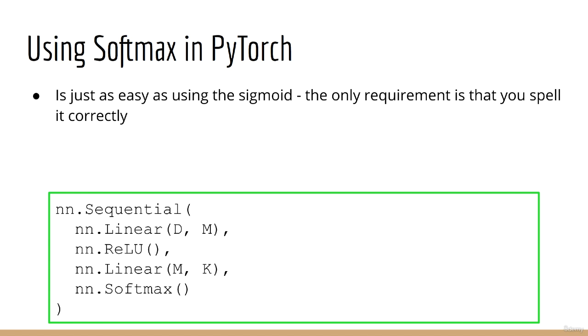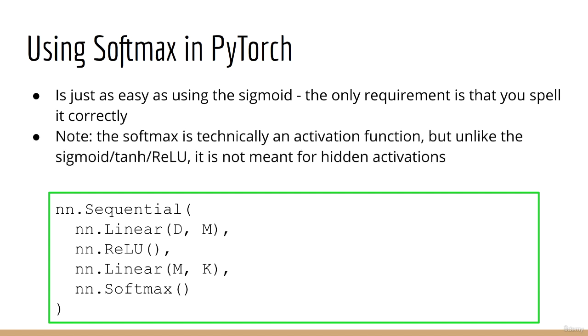As a side note, the softmax is considered an activation function, but unlike the ReLU, sigmoid, and tanh, it is not meant for hidden layer activations. If you want to try using the softmax as a hidden layer activation, you are most welcome to, but you'll generally find that it doesn't work that well. So the softmax is technically an activation function, but we normally only use it when we're trying to get an output probability from a vector of activation values, such as at the end of a neural network.